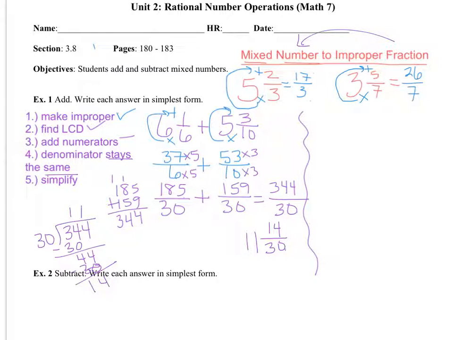All right, and 14 and 30 are both even, so we know we can at least cut them in half. So that's going to give us 11 and 7/15.